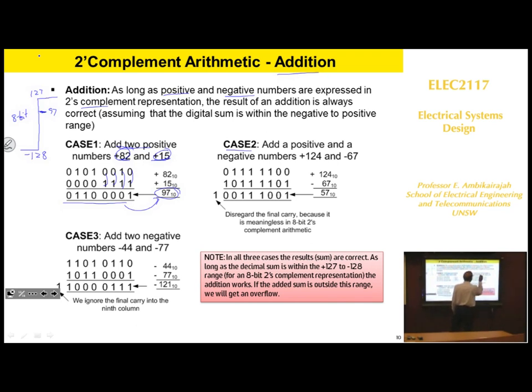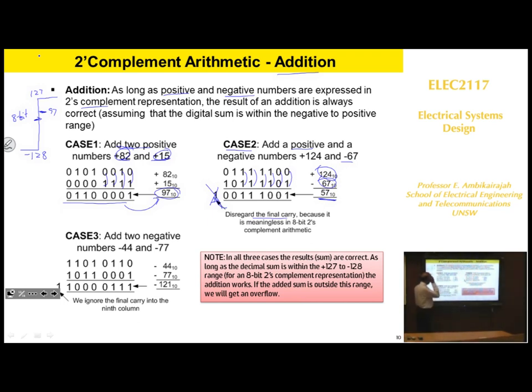Now look at case 2, where we add a positive number and a negative number. Naturally, when you have positive and negative, when you add them in decimal, it's 57. Then I know it's going to be in this range, somewhere here. Therefore, it's not going to go wrong. So let me add this one as normal. You know the addition, and you will find there's a carry going to the 9th bit. In 2's complement arithmetic, that carry, you just completely discard it. Discard the final carry because it's meaningless. In 8-bit 2's complement arithmetic, the answer will be within the 8 bits.